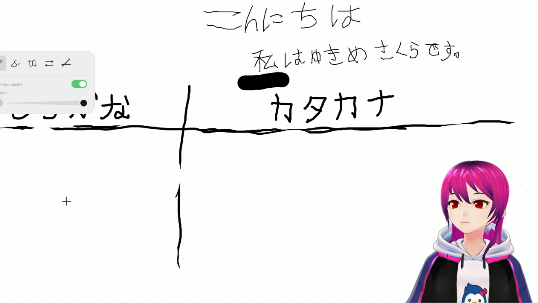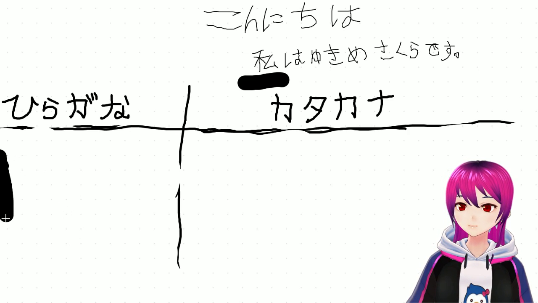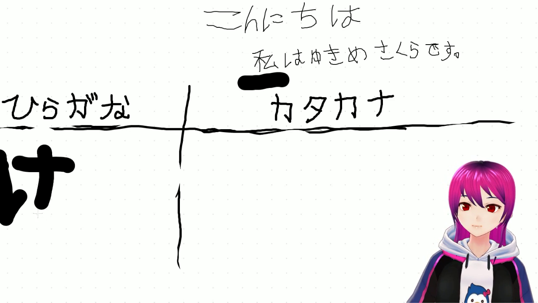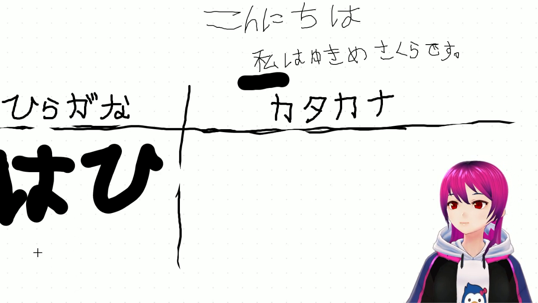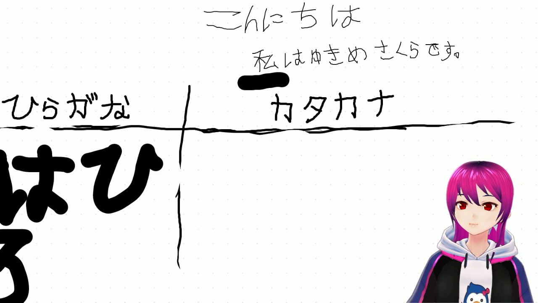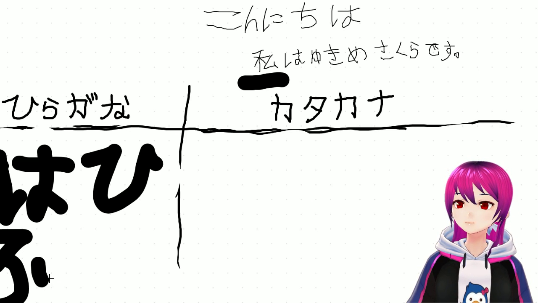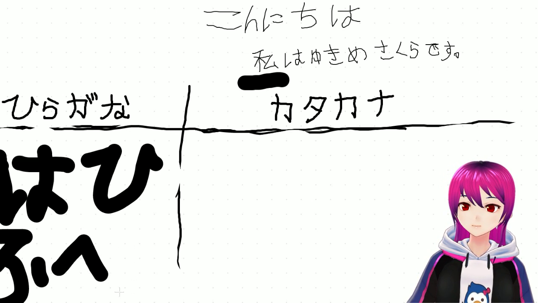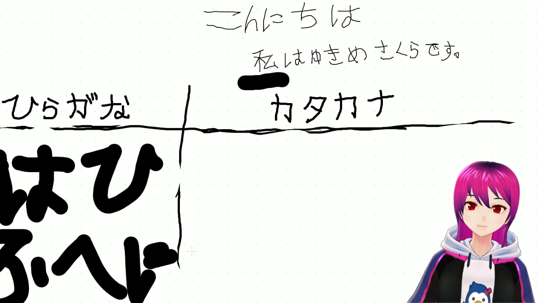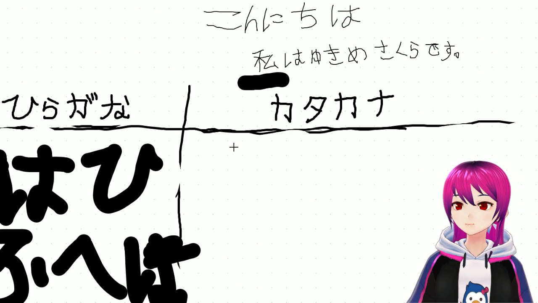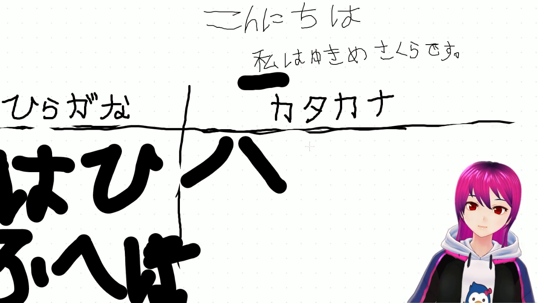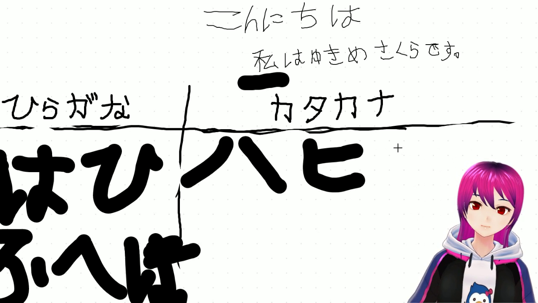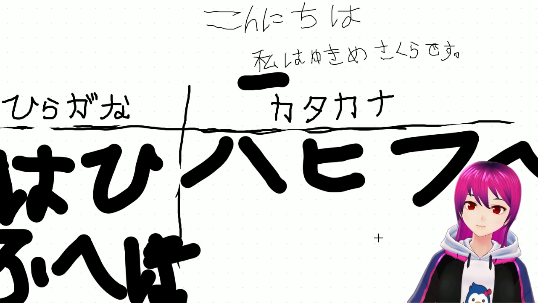Then we move on to the Ha series, which has even more rules to it, unfortunately. We have Ha, He, Fu, spelled with an F and a U instead of an H and a U, He, and Ho. In Katakana, that'd be Ha, He, Fu, He, and Ho.